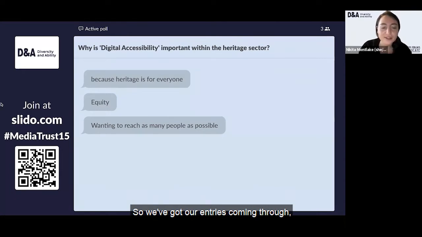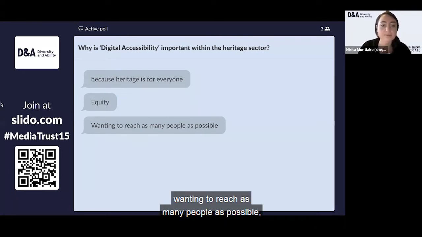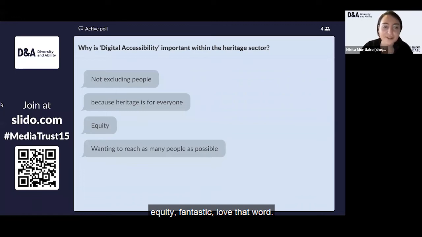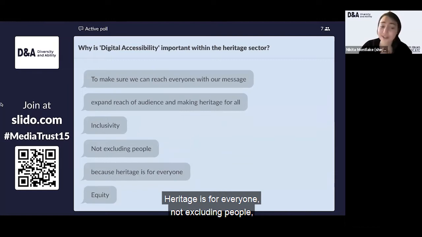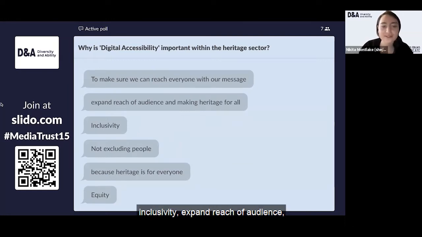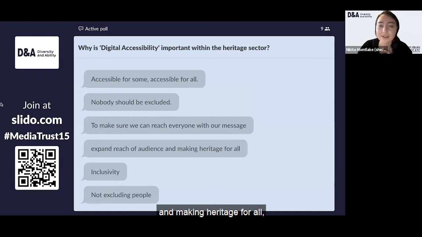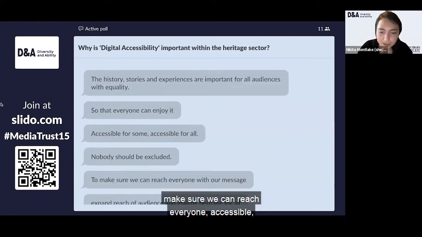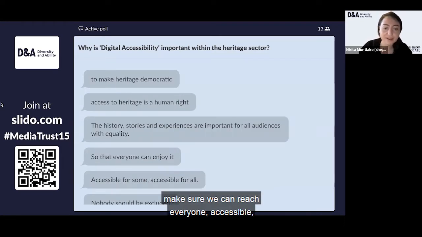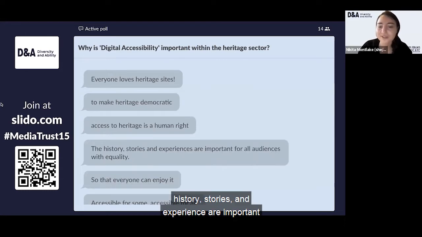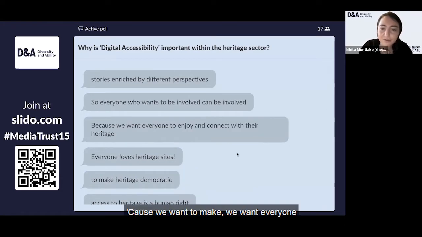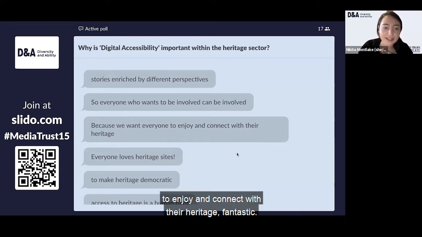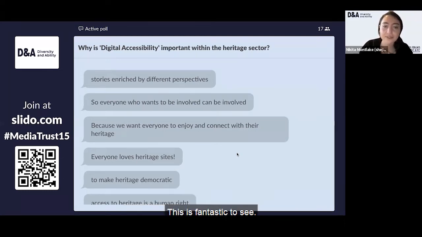So we've got our entries coming through, wanting to reach as many people as possible. Equity, fantastic, love that word. We'll tap into that a bit later. Heritage is for everyone, not excluding people. Inclusivity, expand reach of audience and making heritage for all. Make sure we can reach everyone, accessible, everyone can enjoy it. History, stories and experience are important for all audiences. I love it. Because we want everyone to enjoy and connect with their heritage. Fantastic. This is fantastic to see.